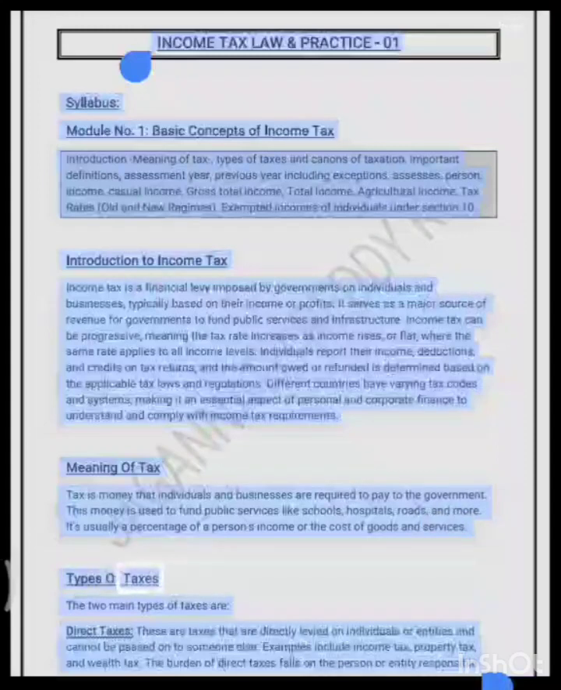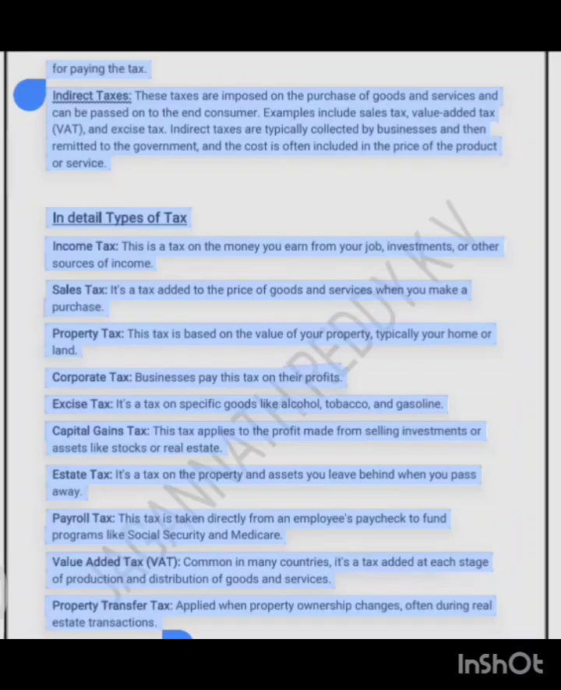Types of taxes. The two main types of taxes are direct taxes. These are taxes that are directly levied on individuals or entities and cannot be passed on to someone else. Examples include income tax, property tax, and wealth tax. The burden of direct taxes falls on the person or entity responsible for paying the tax.